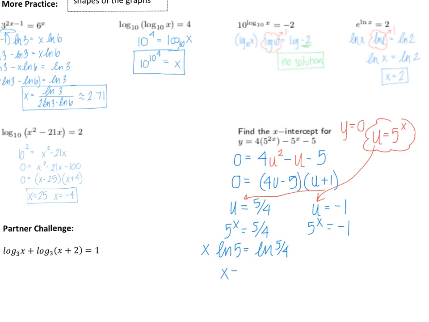So x is going to equal ln of 5/4 divided by ln of 5. If you type that in your calculator, which you should to verify, you should get 0.139.